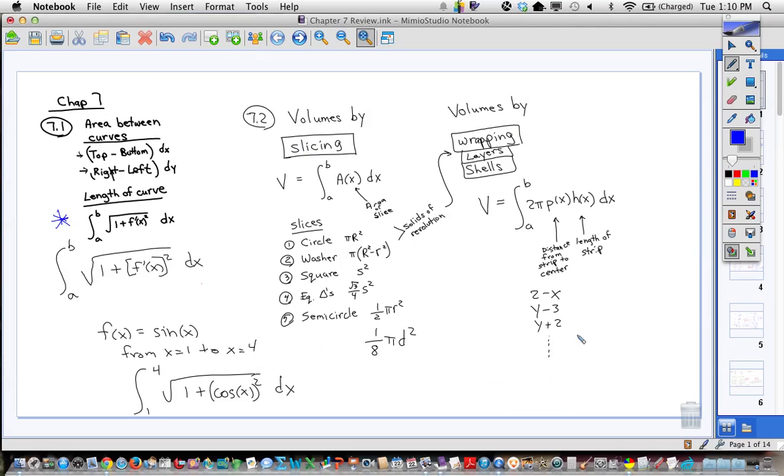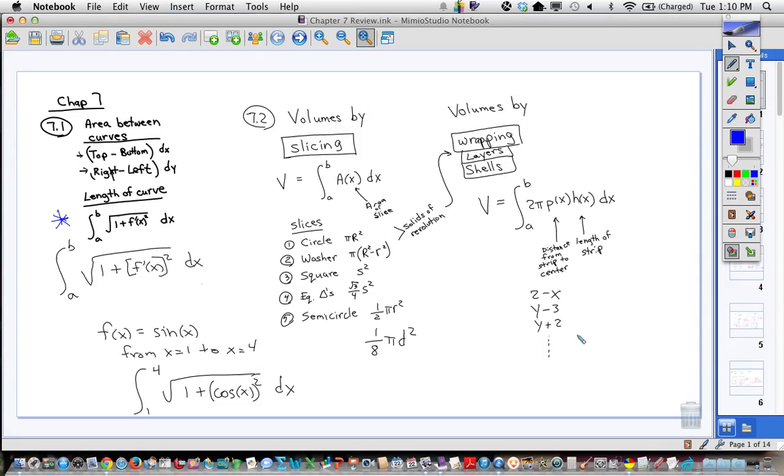And then we've got sections 7.1 and 7.2. Now, we already kind of went through the whole volume. We did the layer, the shell, the slicing. Don't forget your squares, your equilateral triangles, your semicircles, that kind of thing. We had a couple different formulas for semicircle, the 1/2 pi r squared or the 1/8 pi d squared, because the diameter of the strip was the diameter of the semicircle. But then at the very beginning, 7.1, we started with just area between curves. So it was just top minus bottom, right minus left.